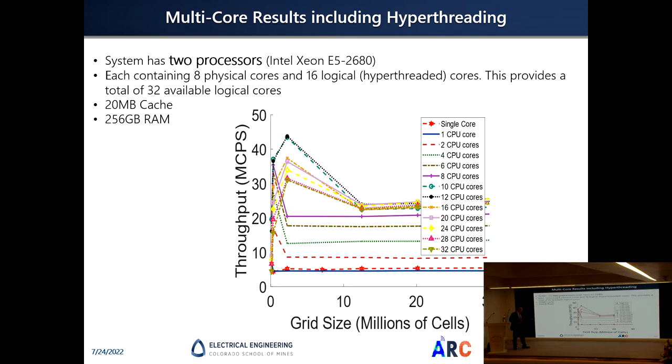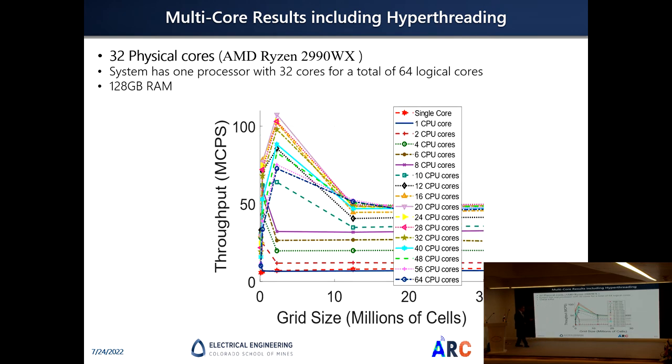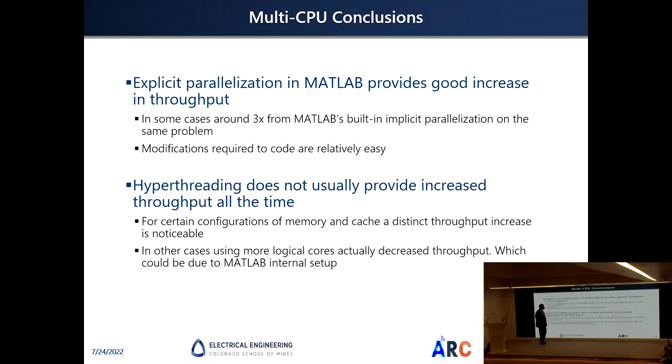So we did it on multi-cores. We have an AMD chip that has 16 cores, and with hyper-threading we can go up to 32 cores. So we can reach this level here, about 27, 28 million cells per second relative to one core, which is about 10 million cells per second. The CPU has 32 cores, that's why we have hyper-threading. We use 64 cores, but you don't get much performance. You get about 50 million cells per second.